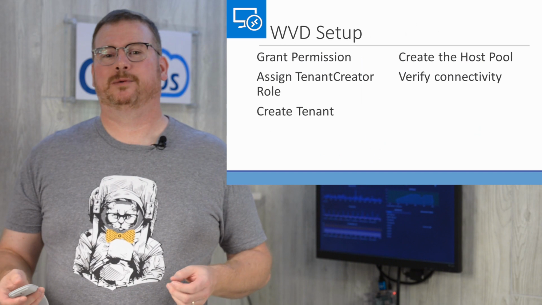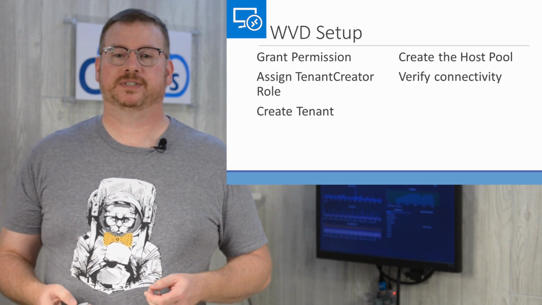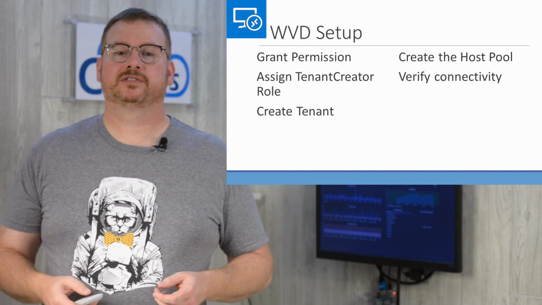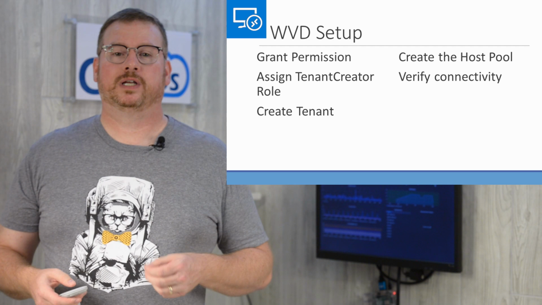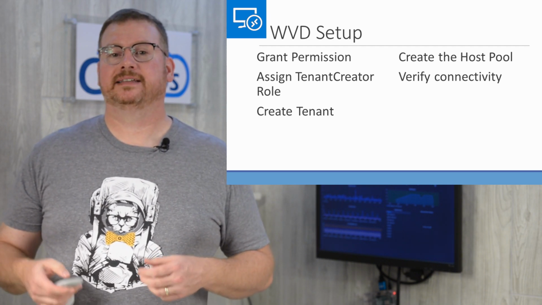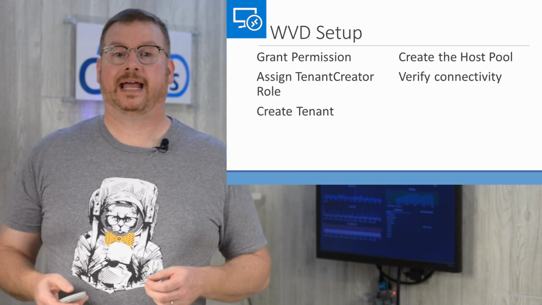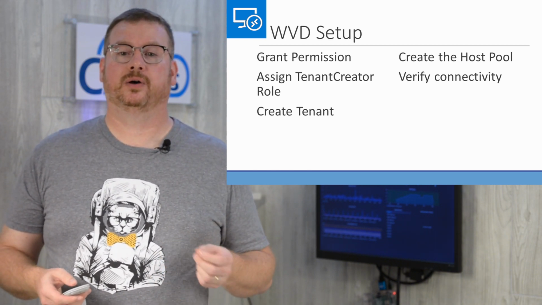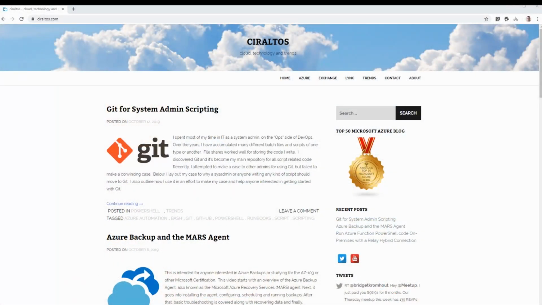Let's move on to setting up Windows Virtual Desktop. The first 3 steps only need to be done once in a subscription. If you have already deployed Windows Virtual Desktop services, you can skip these steps. First, I grant Windows Virtual Desktop permissions to Azure AD. After that, I assign the tenant creator role to the user. Once that's finished, I create the tenant. Lastly, I deploy and connect to a host pool. So let's get to it. Buckle up everyone, it's demo time.